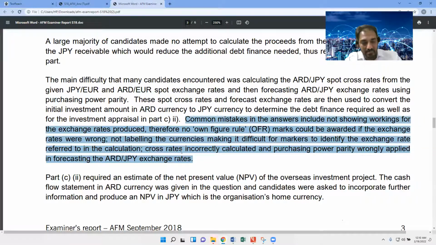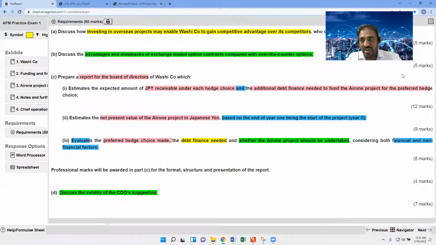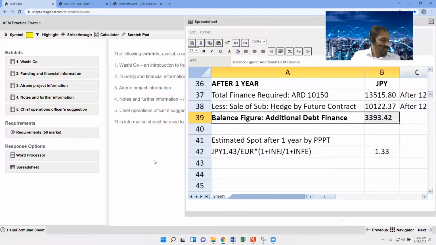But I can bet on it, it's not possible that you will fail your exam due to that part. So this is the first part that we have done.